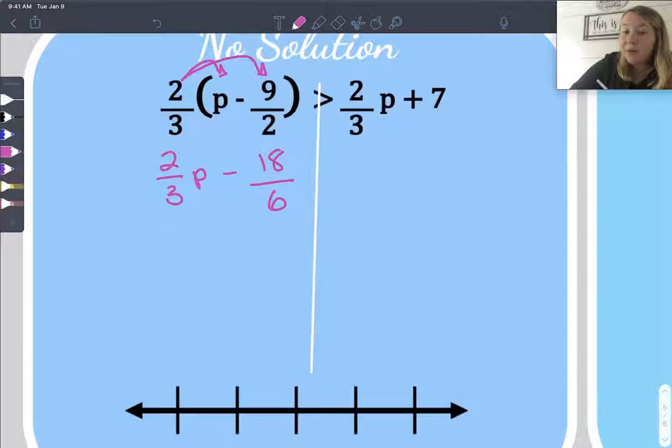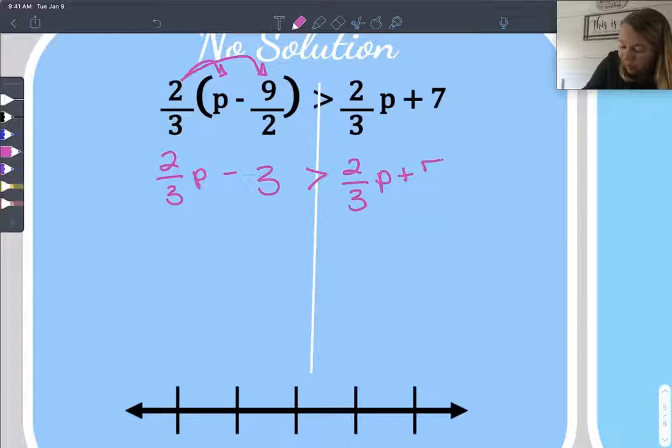Okay? Now, 18 divided by 6 actually gives us a value, so if you would like to reduce that, you can. And when we reduce that, we get the value 3. And then I can bring down everything else. Now, because there's variables on both sides here, I'm actually going to move my variables. I'm going to subtract 2/3 p on both sides.